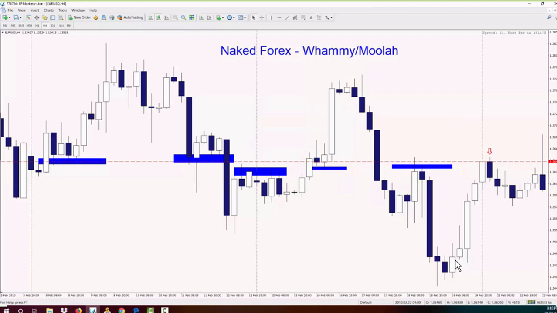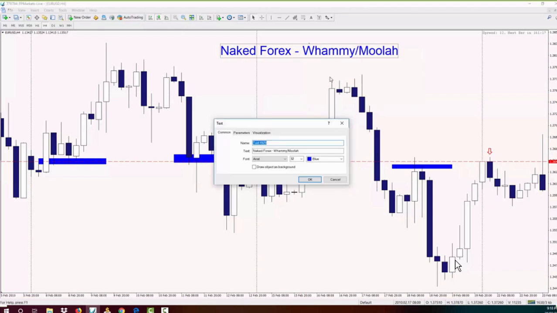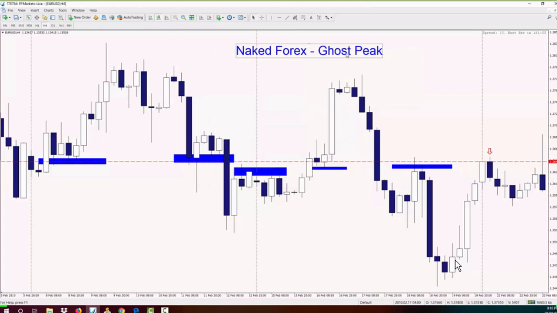Why? Because the high of the second touch is much, much higher than the high of the first touch. So by definition, it is not a moolah trade. However, what it is, is a ghost peak. Now, ghost peaks didn't make it into the Naked Forex book. So if you have read Naked Forex, you wouldn't have come across a chapter on this. Now, this is what a ghost peak is. A ghost peak is when the market hits a support resistance level, and then it pulls back, and then it hits it again, just like any other double top. However, the special case is this.